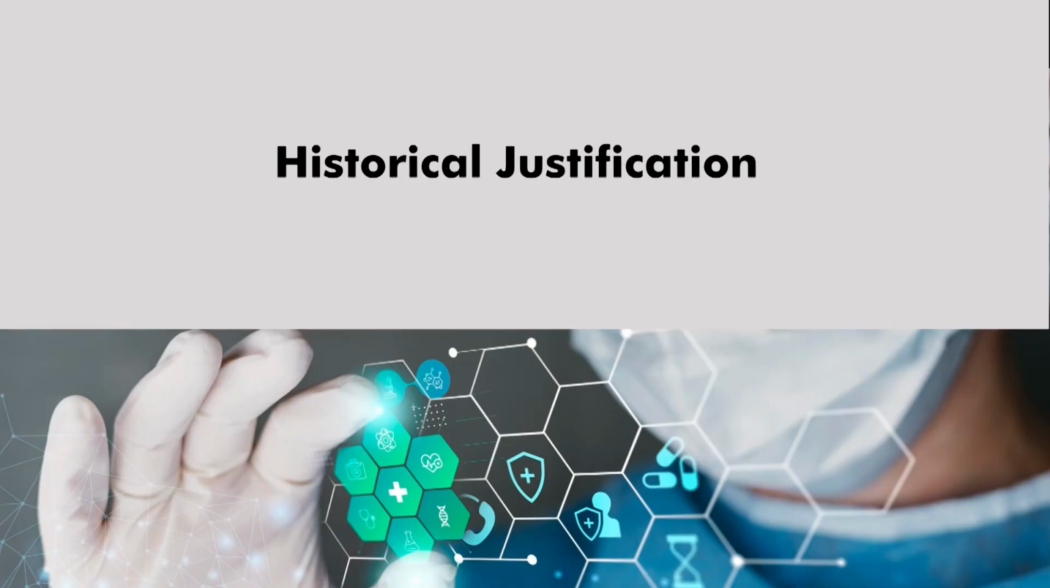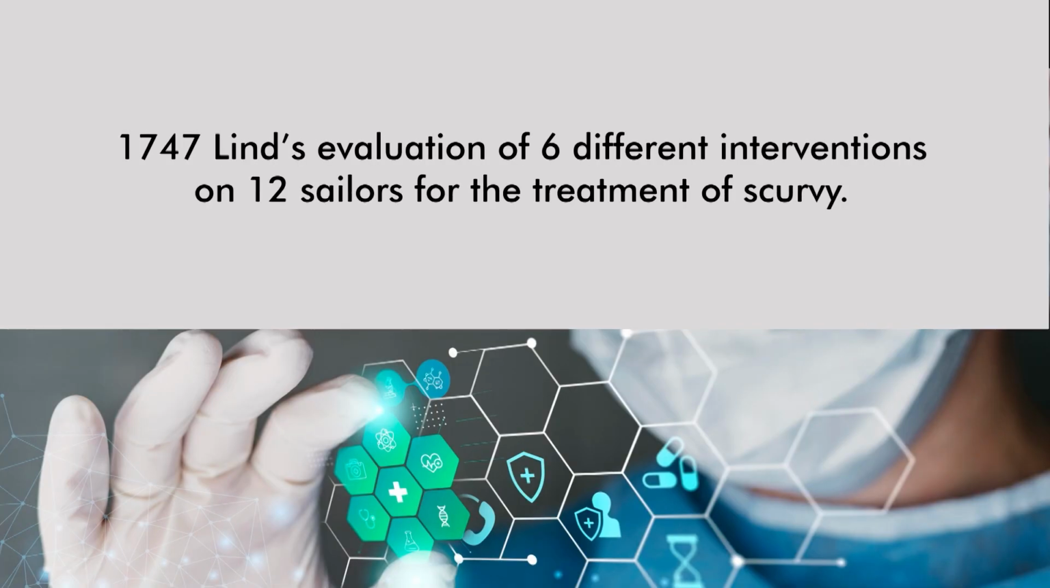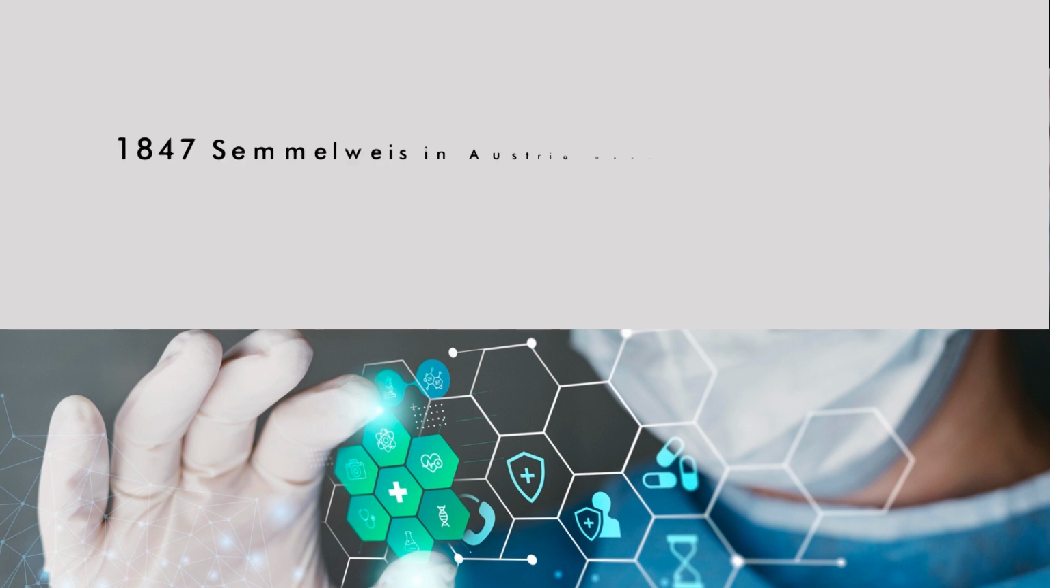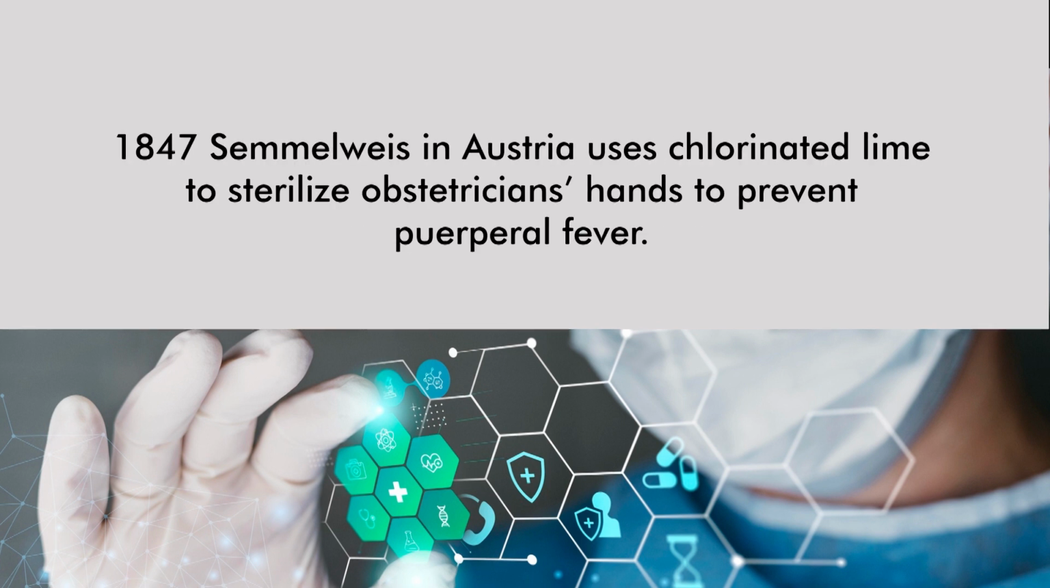Now, I will elaborate the historical justification. In 1747, Lind evaluated 6 different interventions on 12 sailors for the treatment of scurvy. In 1776, Robertson observed the comparative efficacy of bark on the treatment of continuous fever aboard the Juno. In 1847, Semmelweis in Austria used chlorinated lime to sterilize obstetricians' hands to prevent puerperal fever.